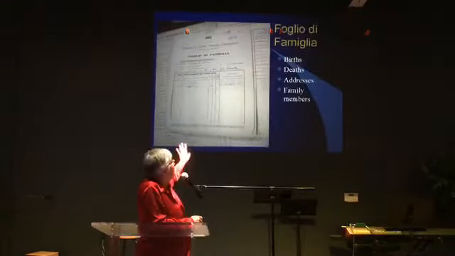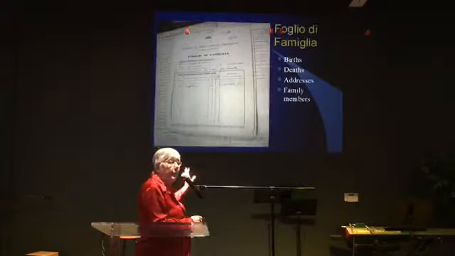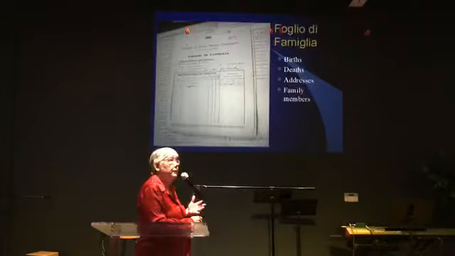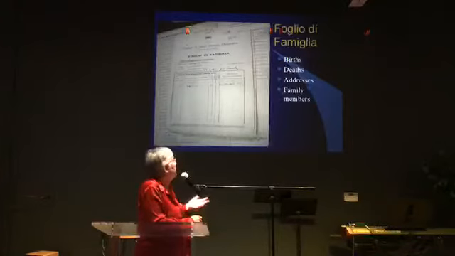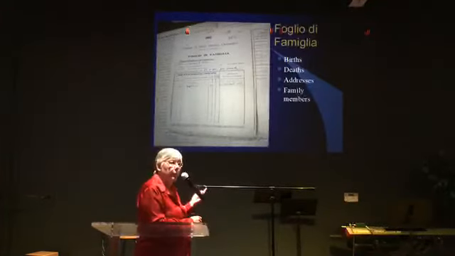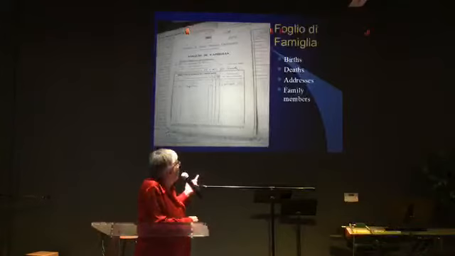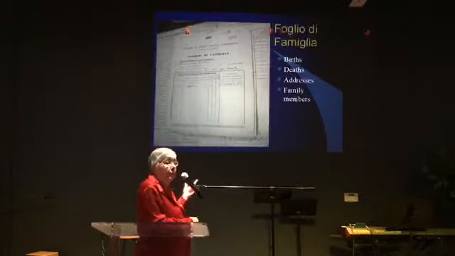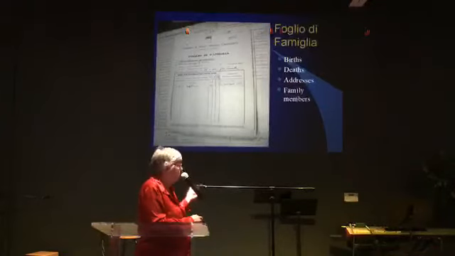Sometimes in the town, you get the Folio di Famiglia. It's kind of a census record, but they keep it up to date with the births and marriages and deaths of the family, and also their home addresses. You can see on this front page, this is the head of the household, and he died in 1921. But these are the two addresses, and these are the dates when he was living at those addresses.